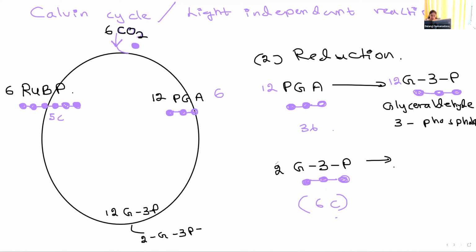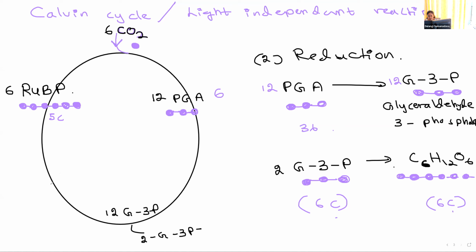How many carbons in the product? 6 carbons, right? So the 2 G3P out of 12 is going to build up into glucose. Can you see the carbon here? This is the carbon brought by the G3P. Right, so both sides, the carbon number is the same. Is this clear?